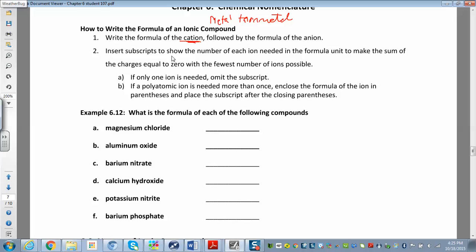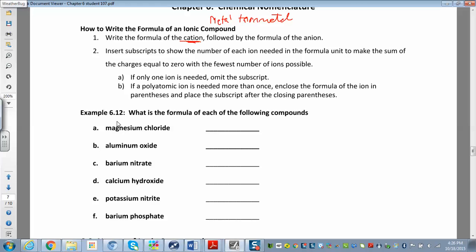Just as you have it written here, write the elements in that order. Then the hard part is to figure out what kind of subscripts you have, and where to put them, if you need any at all, to indicate how many of each ion you have and make sure they add up to 0 overall. If you only need one ion, then omit the subscript. If you have a polyatomic ion, you have to enclose the whole thing in parentheses. We'll see where that goes. But let's just take magnesium chloride. Let's do some baby steps.